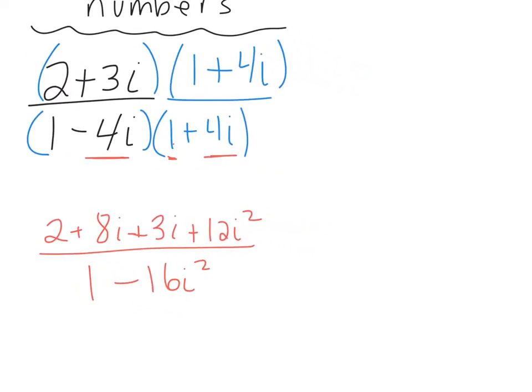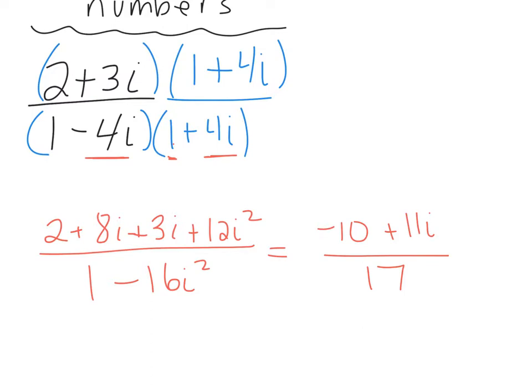If we remember from our previous videos, i squared is the same as -1. So when I simplify my numerator, positive 12i squared is really the same as -12. So 2 plus -12 will be -10, plus, combining my like terms, 11i. And now in my denominator, I have 1 minus 16i squared. Negative 16i squared is really the same as positive 16. So 1 plus 16 will be 17.